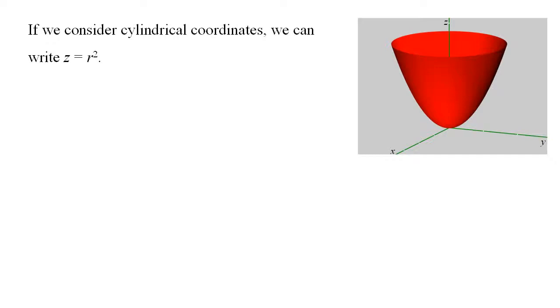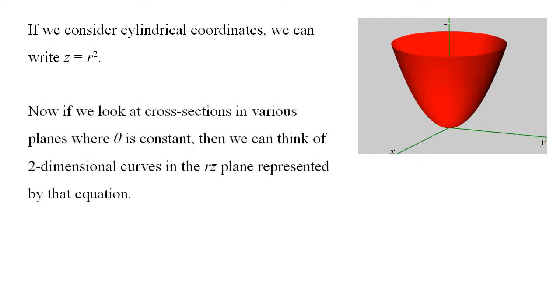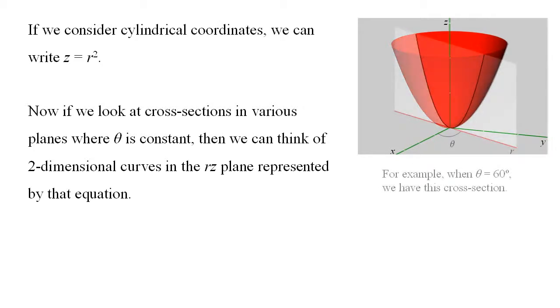If we consider cylindrical coordinates, we can write z equals r squared. Cylindrical coordinates are just like polar coordinates in the xy plane. Now, if we look at cross-sections in various planes where theta is constant, then we can think of two-dimensional curves in the RZ plane represented by that equation.